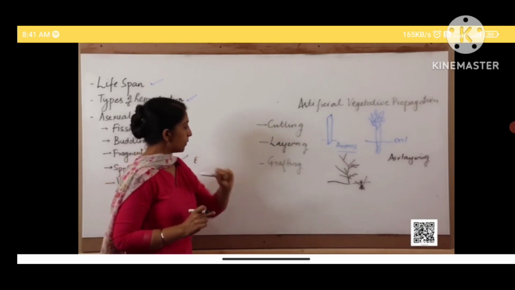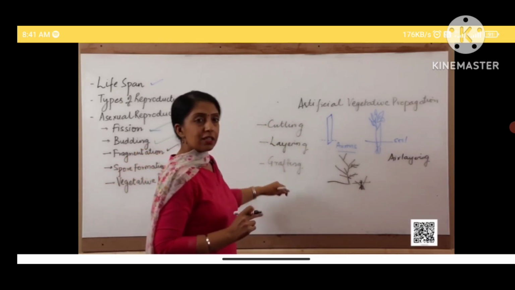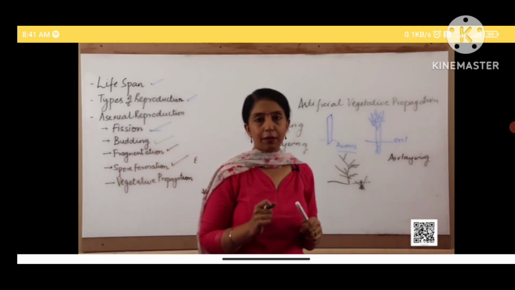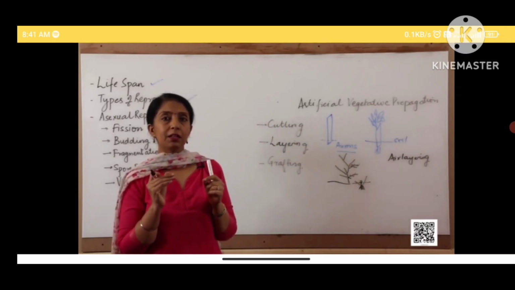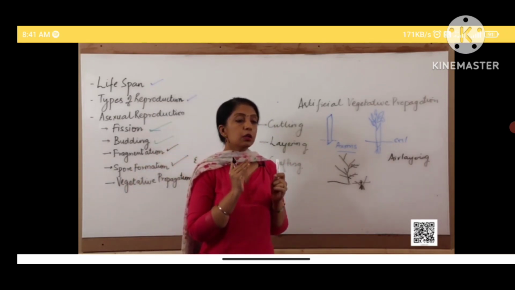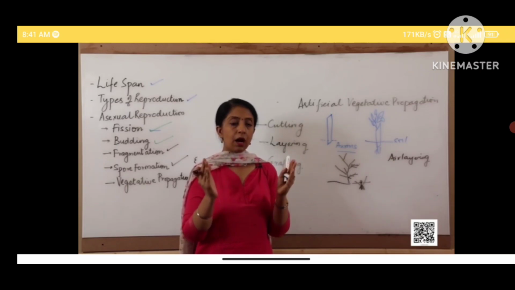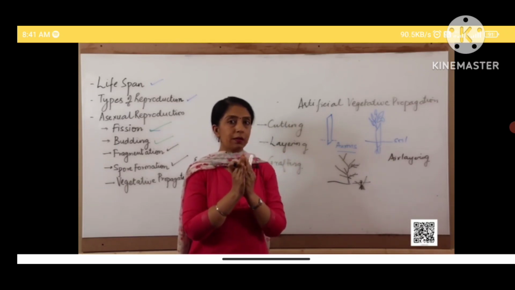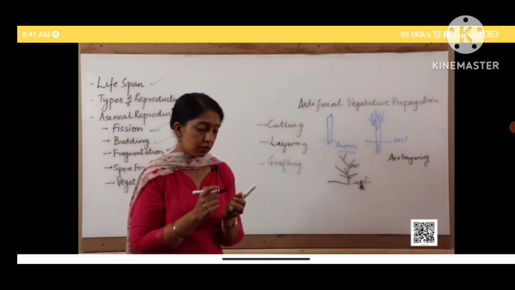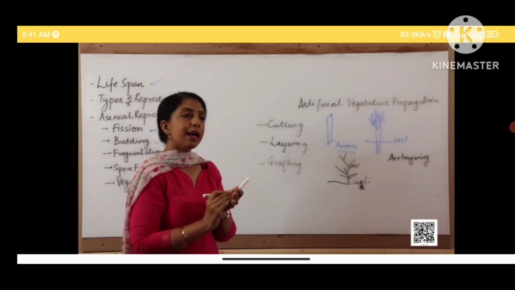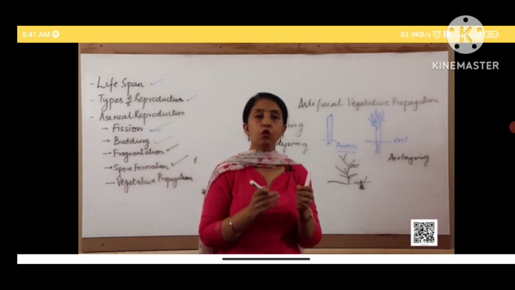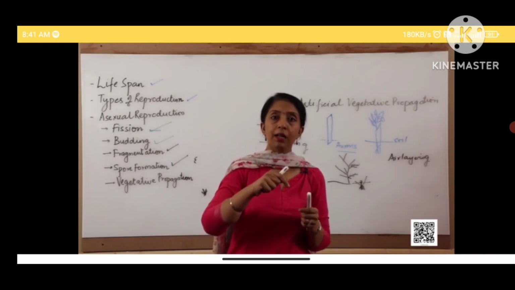The third kind that we'll be discussing here is grafting. Grafting is a method wherein the good qualities of two plants are mixed together. Basically, the plants are chosen in such a way that one plant has a stronger shoot system and another plant has a stronger root system.